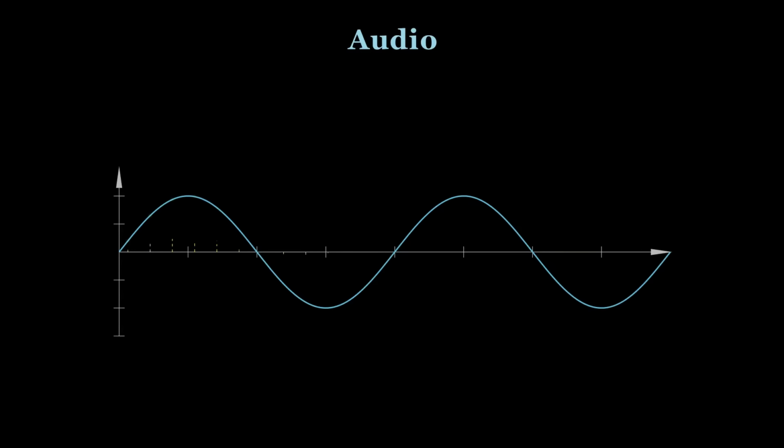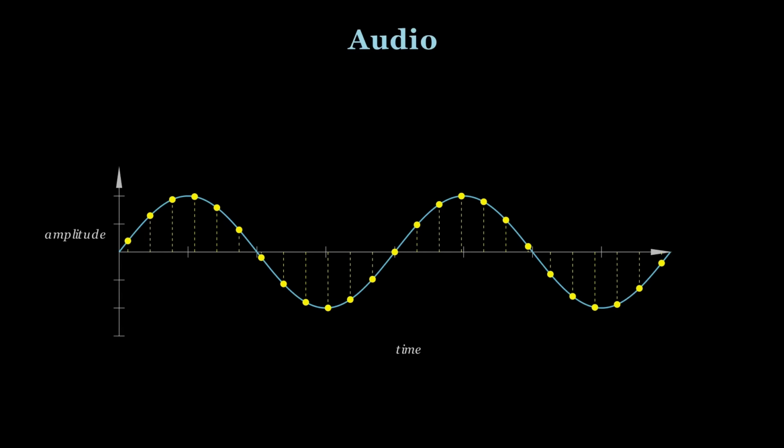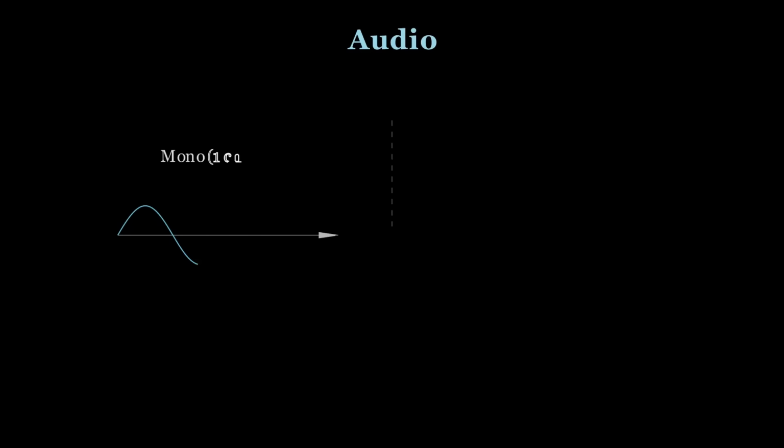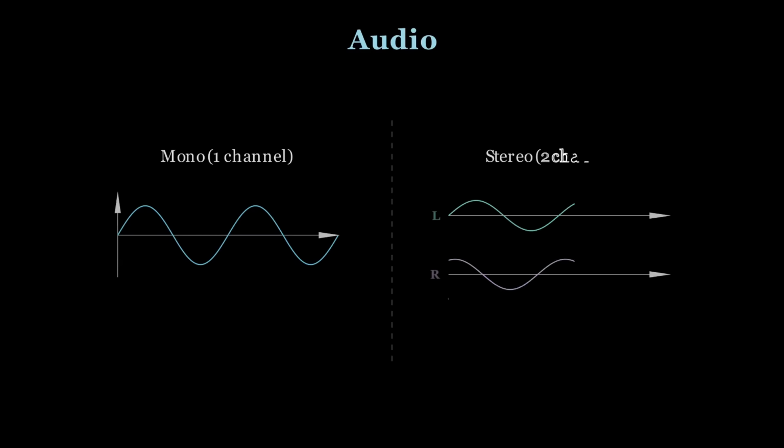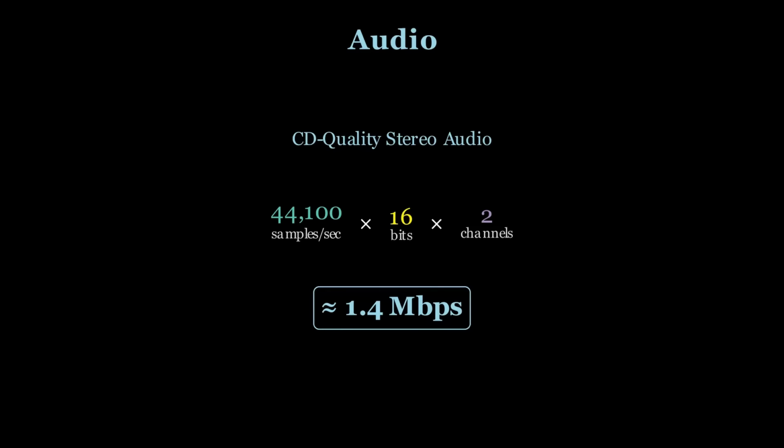What is audio? Audio is made up of sound waves, and to represent them digitally, we take many samples and measure each signal's amplitude at a specific moment in time. During playback, speakers or headphones use these samples to reconstruct the waveform we perceive as sound. And some systems might use one channel, while others use two channels, allowing separate samples to play through the left and right ears. For example, a CD quality stereo audio sampled at 44,100 samples per second with 16 bits each sample requires about 1.4 megabits per second of data.